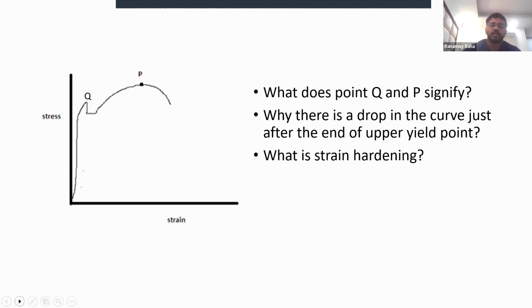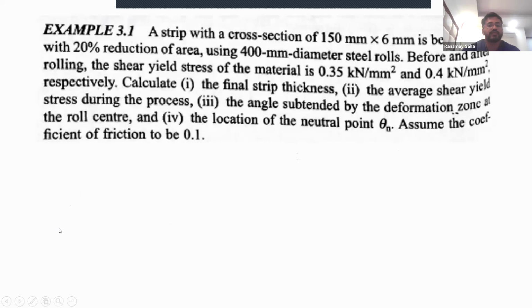If it is so, then let's move to some questions on rolling. The rolling derivations and some corresponding example problems have been discussed in the lectures. Now, let us take up this problem. It says that a strip with a cross section of 150 by 6 mm is being rolled with 20% reduction of area, and steel rolls of 400 mm diameter are being used.